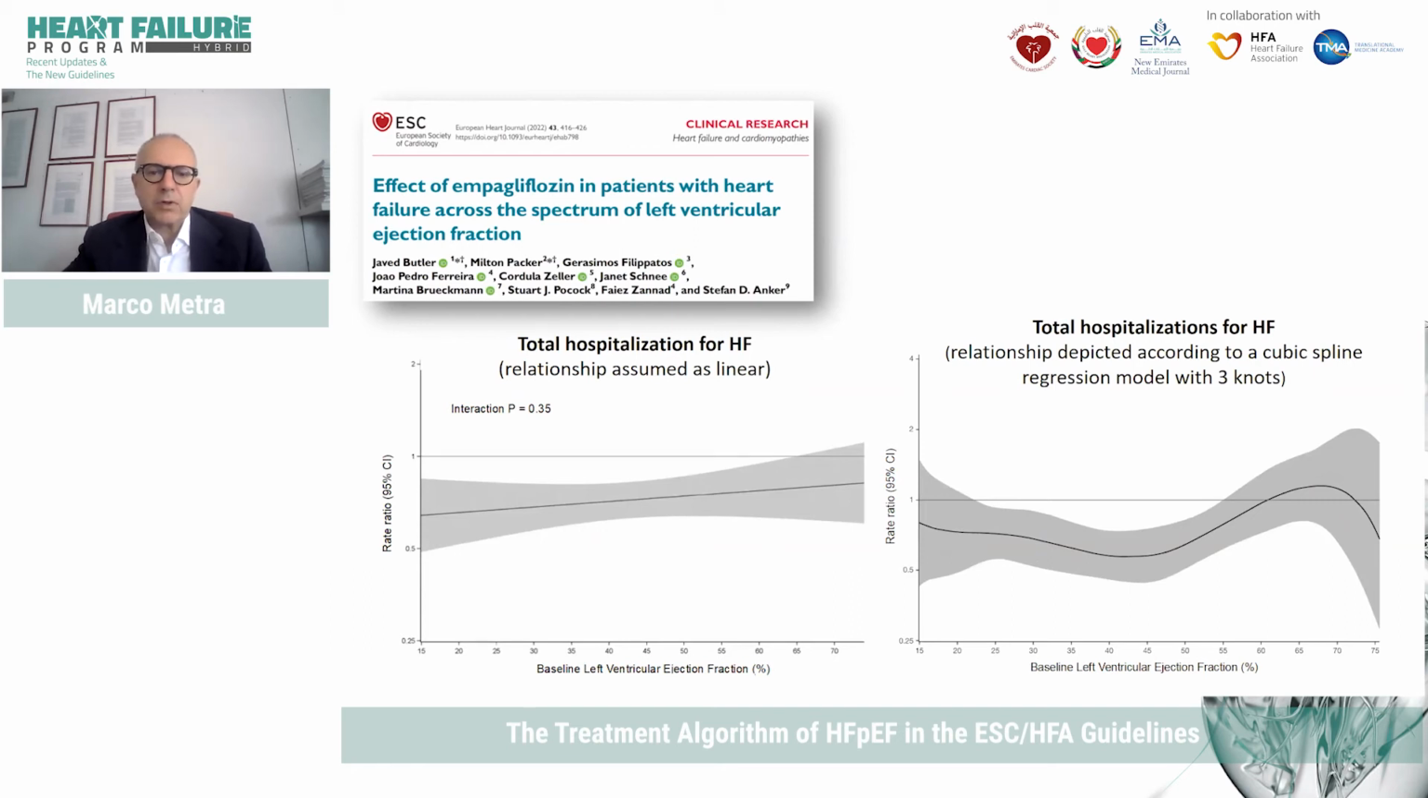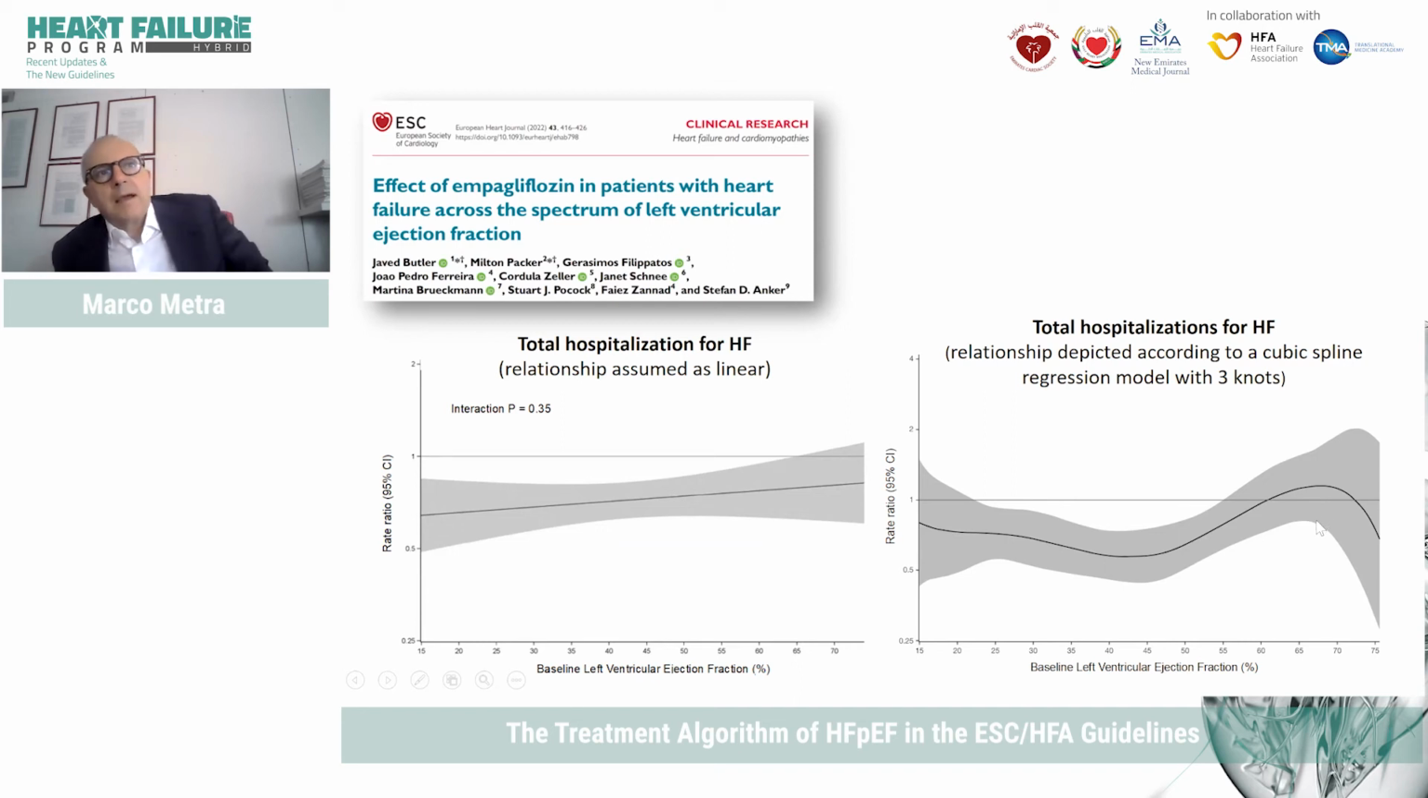This was shown also with respect to the components of the endpoint. And you see here when the relationship is assumed to be linear, but when we have a different model, with a cubic spline regression with knots, the heterogeneity of the results is even larger.